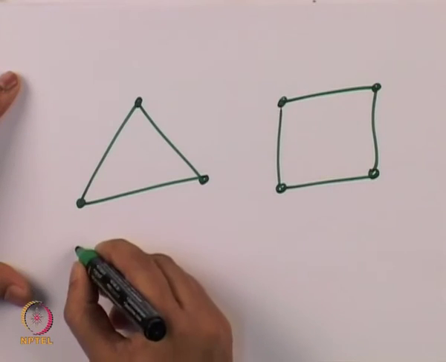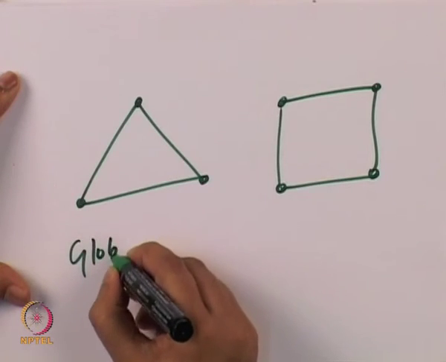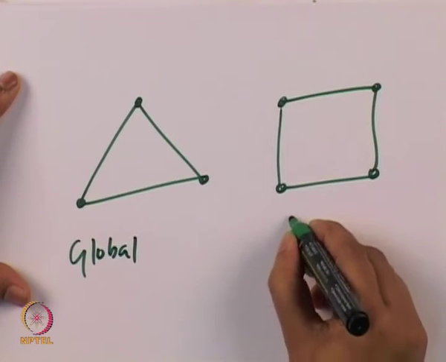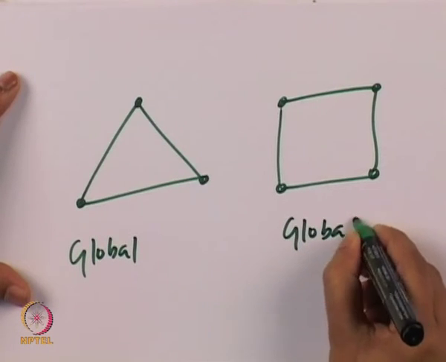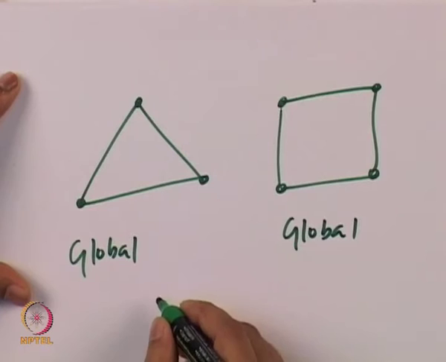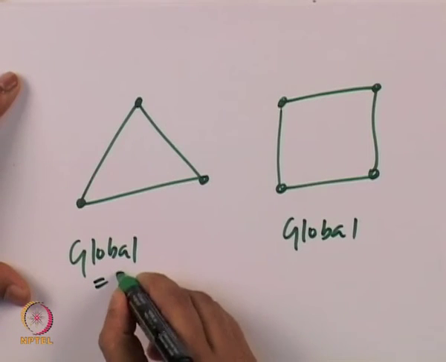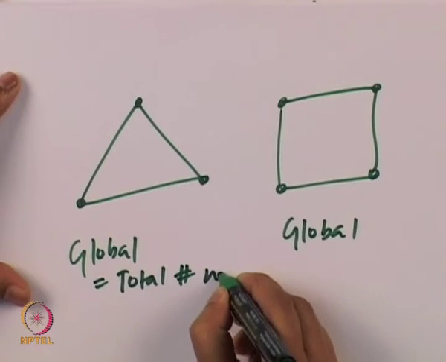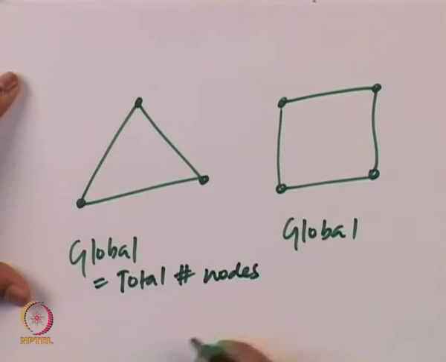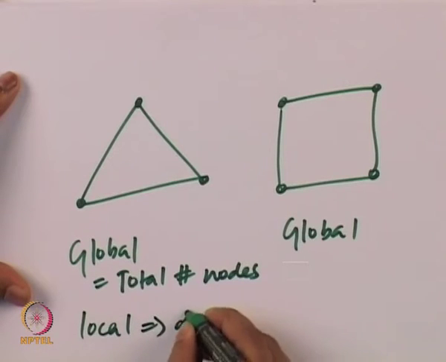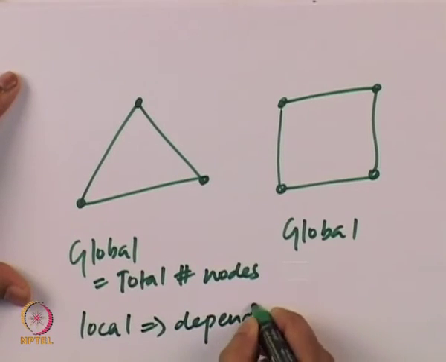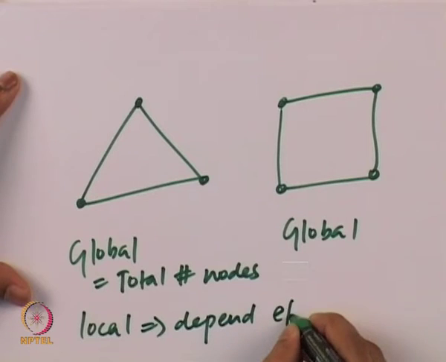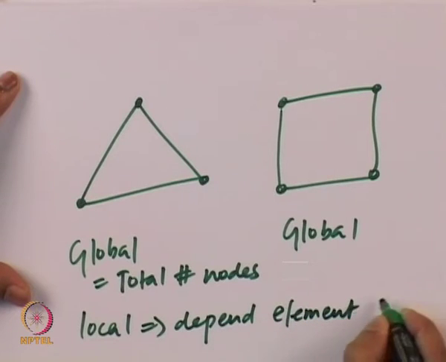So here the global degrees of freedom will be dependent on the total number of nodes, whereas the local degrees of freedom will depend on your element shape.